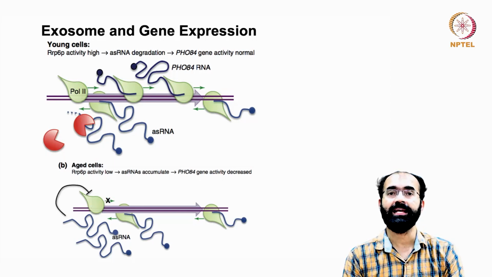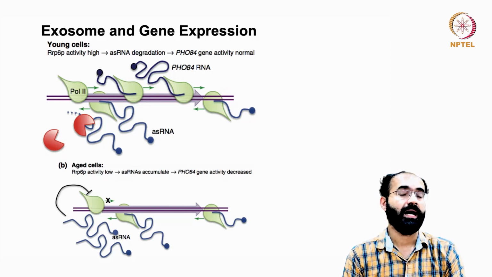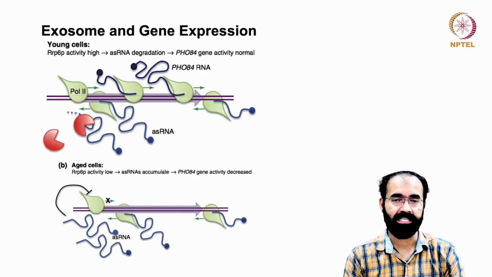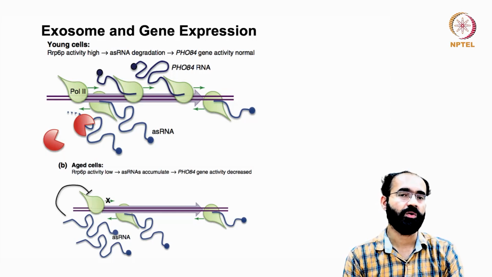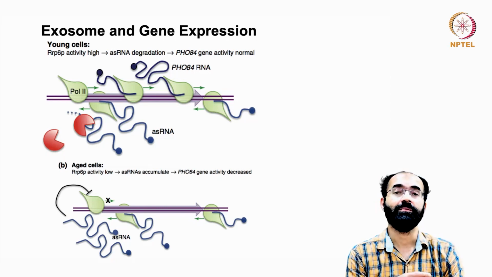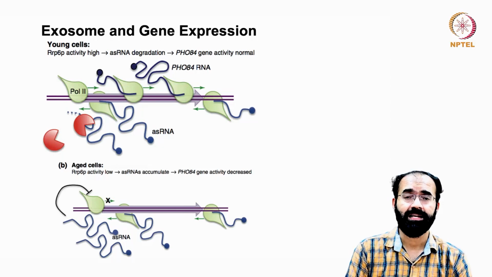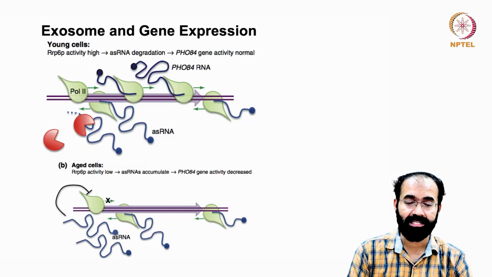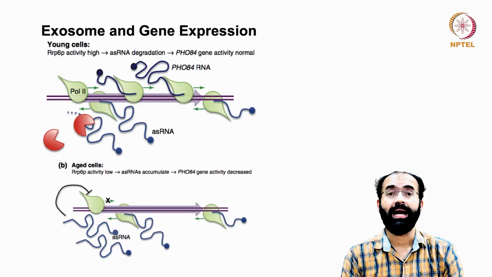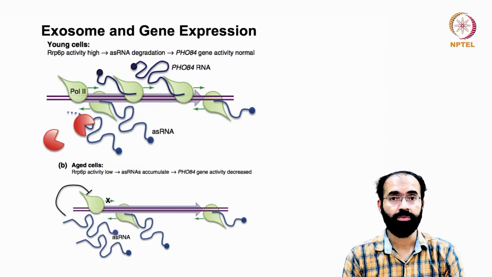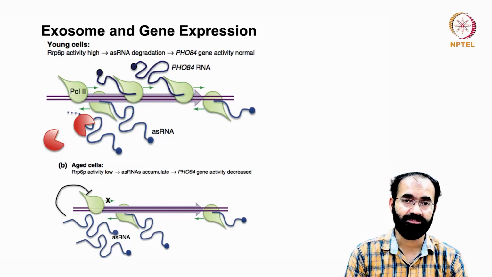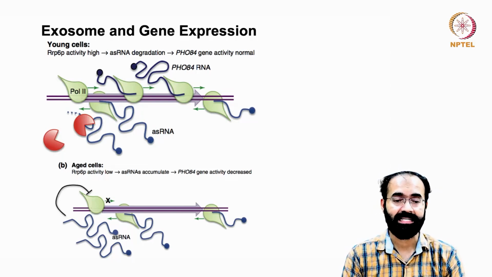So double-stranded RNAs are not welcome. Double-stranded RNA will immediately attract RNA interference, and it will cause degradation. In any system, you don't want a forward and reverse strand pairing together. Double-stranded RNA is a warning sign for the degradation mechanism. So in an aged cell, RRP6P activity is low, and that allows stable antisense RNA, and 484 is no more able to be produced because it pairs with the antisense RNA and is getting degraded.